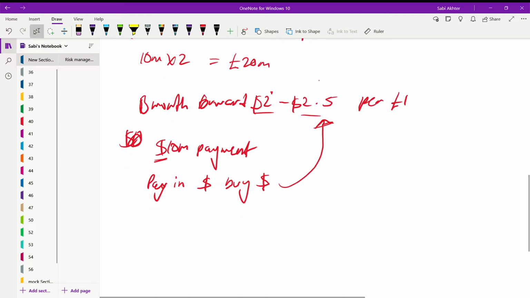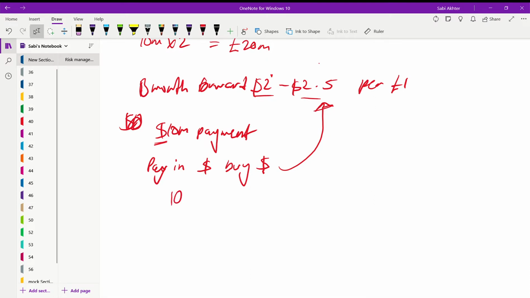So if you have to convert using forward, it will be 10 divided by 2.5. Simple. Now if it's a receipt, if this 10 million was a receipt, then you would have to divide it by 2, because if it's a receipt, you have to sell dollar to get pounds. Selling dollar means you are selling at a lower rate. So this is the whole concept of forward. In any exchange rate risk question, if you understood this, you understood everything in forward.